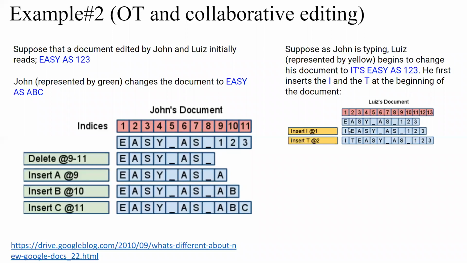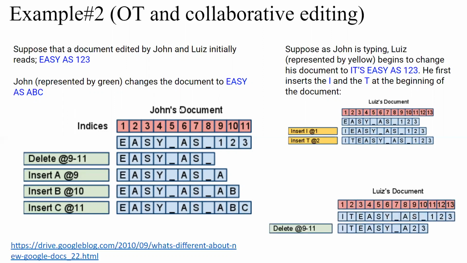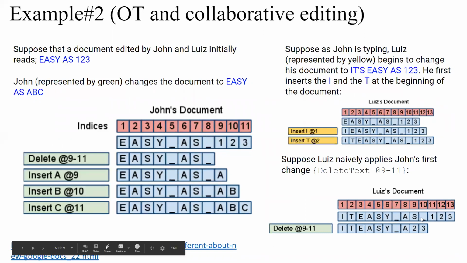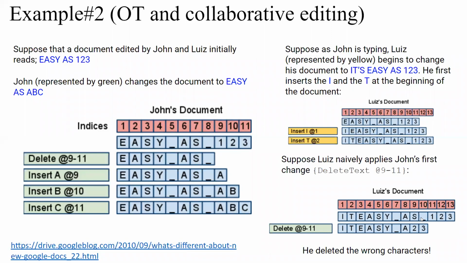Now, think about that. If this client directly picks up the changes of John, it will pick this change, delete 9 to 11, and it will end up changing the text to this one, which is incorrect, right? That's not the change that was intended. So that's why we need a central server which can look at the changes of both the clients and apply this operational transformation.